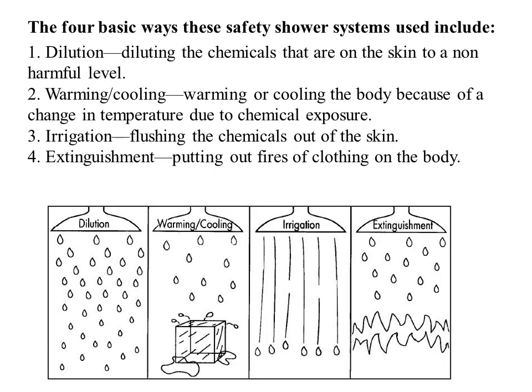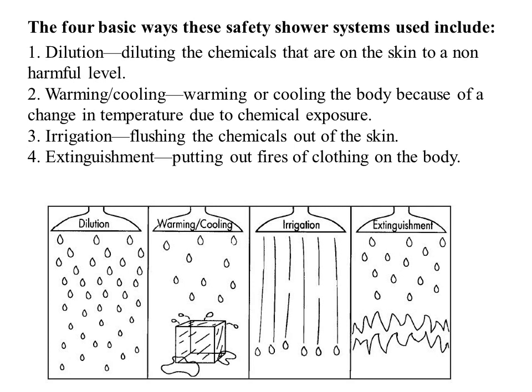And there are four basic ways these safety showers are used. First is dilution, as can be seen in the picture. Dilution means it will dilute the chemicals on the skin to a non-harmful level. It will reduce the concentration of the chemicals. The next type is warming or cooling. Warming or cooling means that whenever a worker comes under this, his body gets warmed or cooled because of a change in temperature due to chemical exposure.